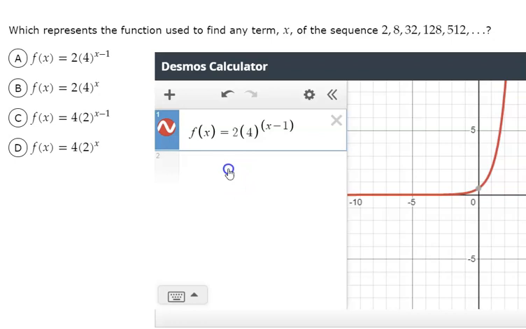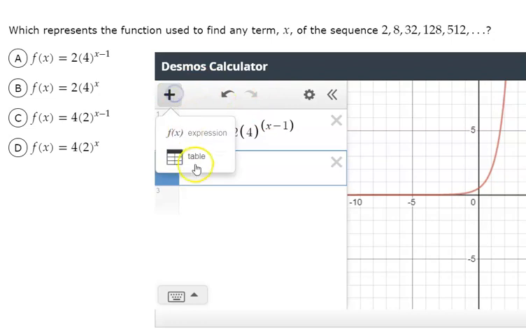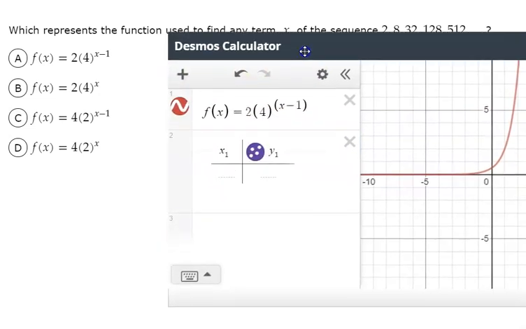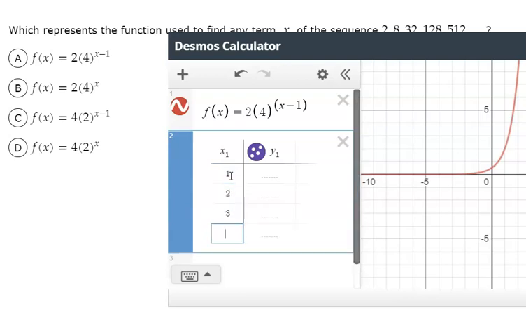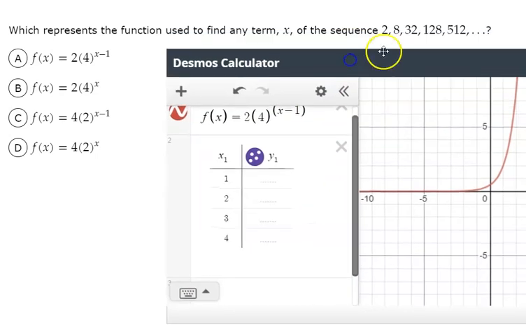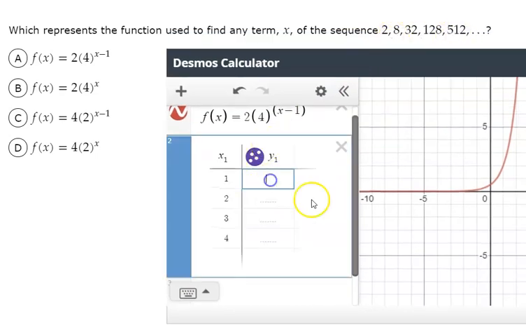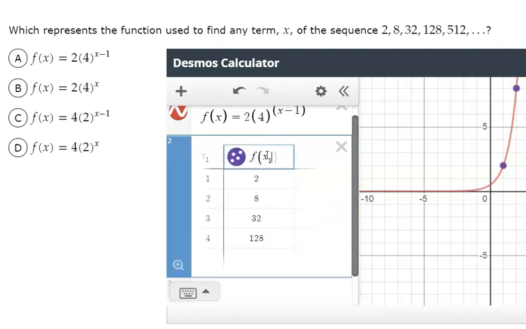Now, to use your table, you'll go ahead and go to the next row and click the plus sign and create a table. And for sequences, you must remember your domain is always 1, 2, 3, and so forth. I'll just do 1, 2, 3, 4. They actually had 5 numbers in this sequence. And then on the right side, I want you to type f of x1.